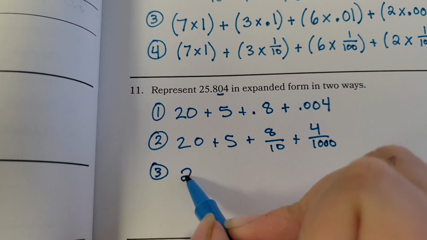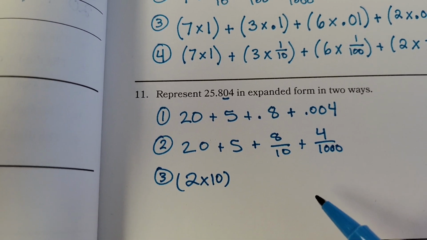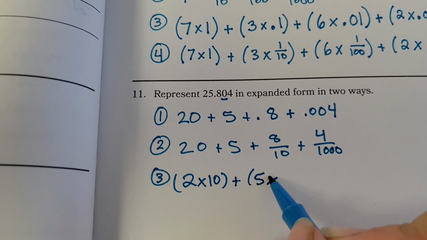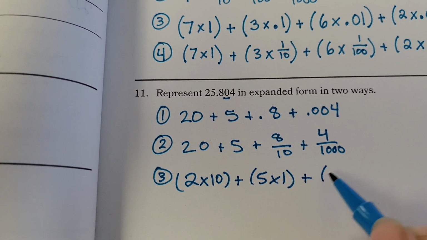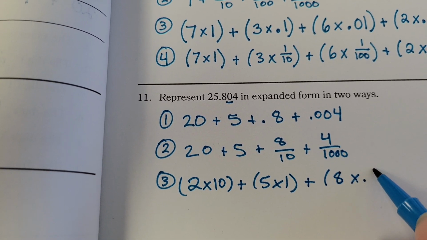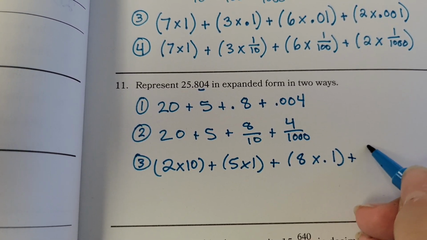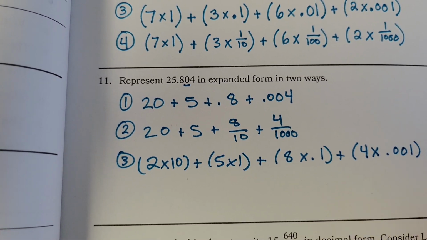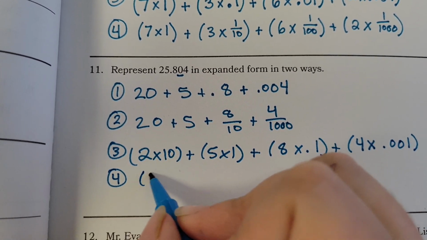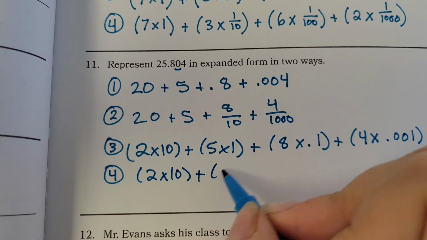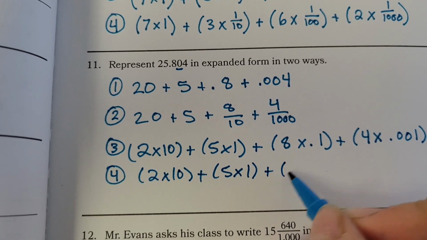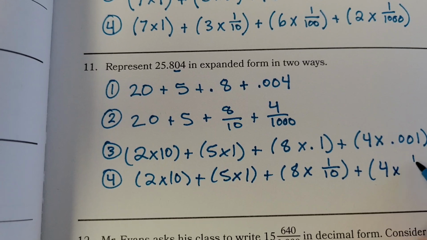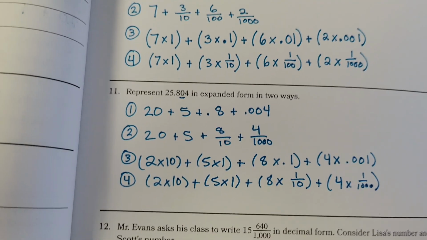Okay, the third method, I'm multiplying my number times my place value. Okay, I'm going to do it the first way as a decimal. And again, I'm skipping the hundredths place because it's not being represented by a number. Okay. Last way, same as before, except now my decimal is going to be represented as a fraction. Okay. All right.